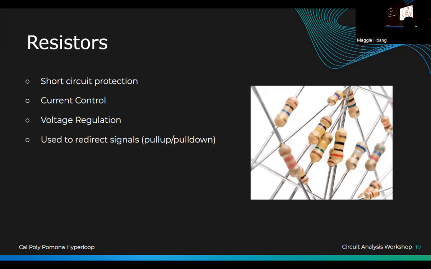And you could use it to redirect signals. Has anyone heard of a pull up or pull down resistor? All right, that's cool. Let's say you have a signal and you want it to pull down to ground. You put a resistor to ground, which is basically taking the signal straight to ground. You can do that with the positive too. You can take a resistor and pull it up from a low voltage to a high voltage, or vice versa. What's the most common time to use it? Probably in a push button, right?